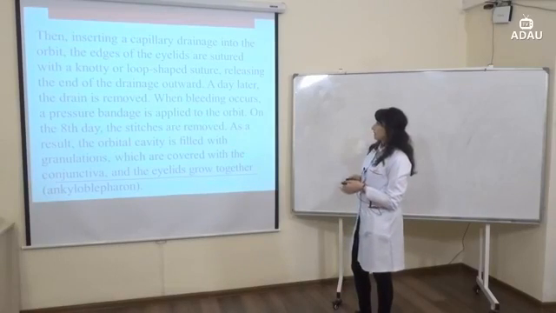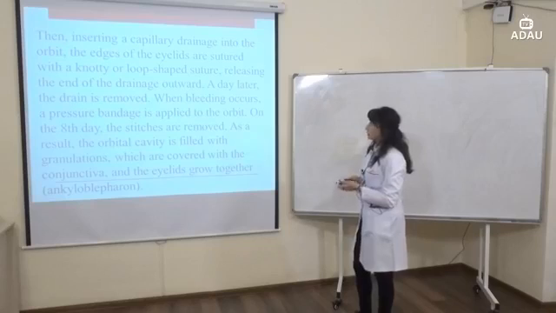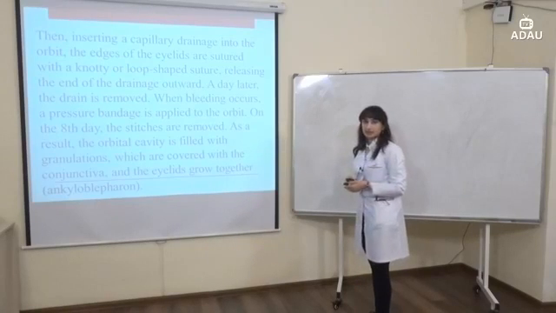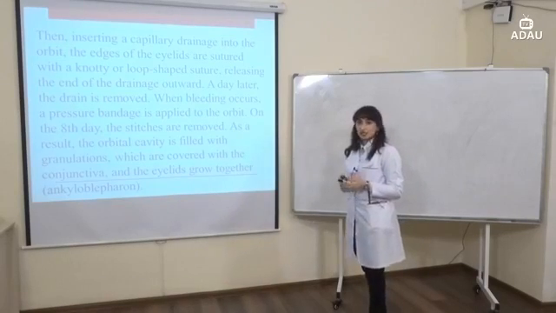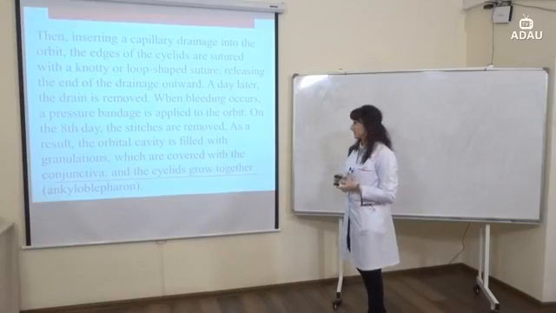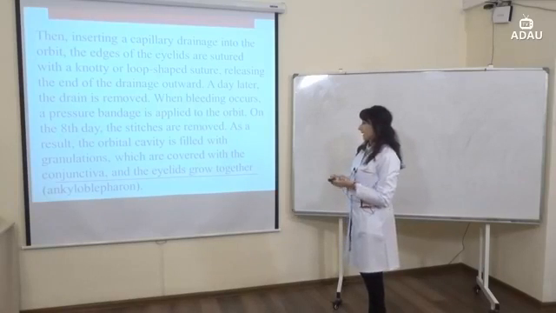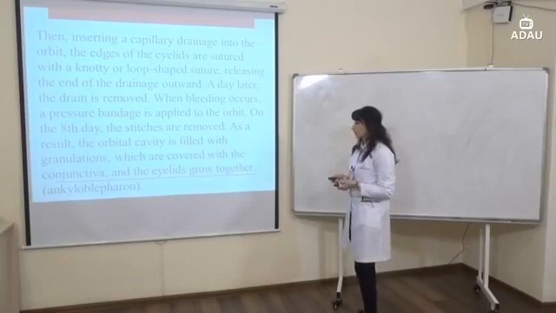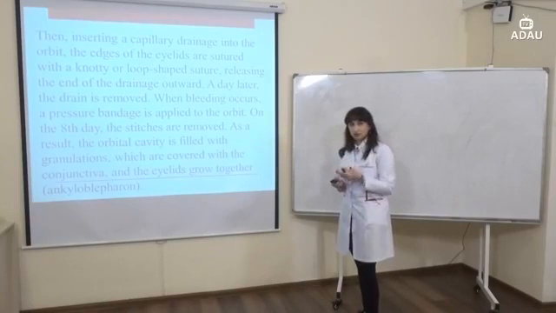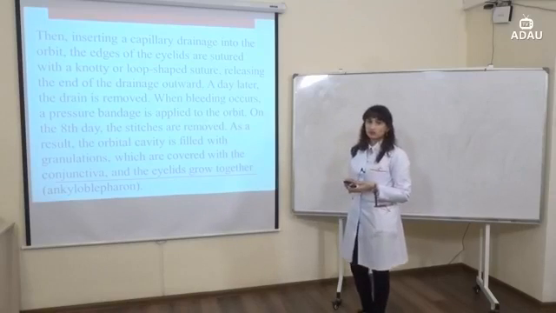And here we can see inserted capillary drainage into the orbit, and after 8 days we can remove these stitches. And after 2 or 3 weeks, this orbit is covered with conjunctiva, and the eyelids grow together.